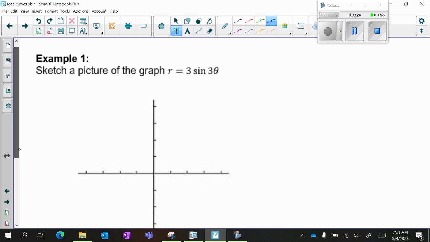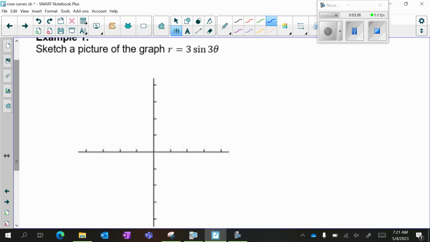So our first is r equals 3 sine 3 theta. So things to note. The first thing is that the length of my petals is going to be 3 because that's my A value. Then my n is 3, which is odd, so there are going to be 3 petals. It's odd, and it is a sine graph, so it is going to have y-axis symmetry.